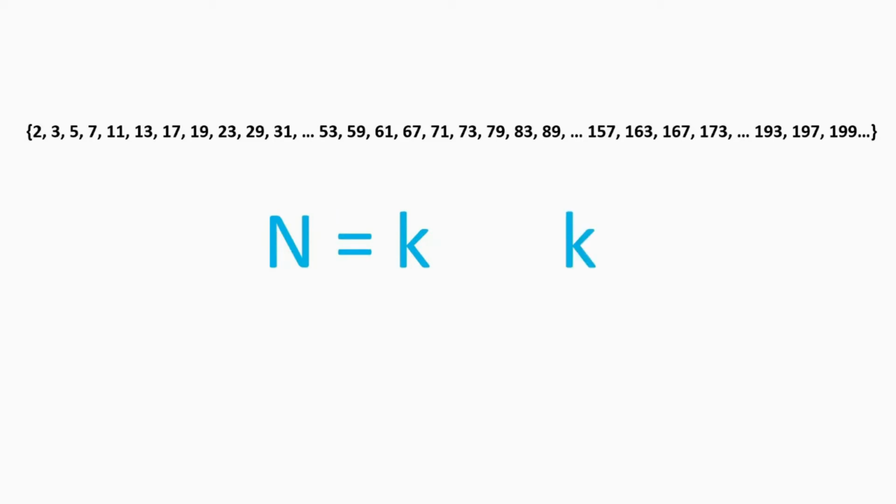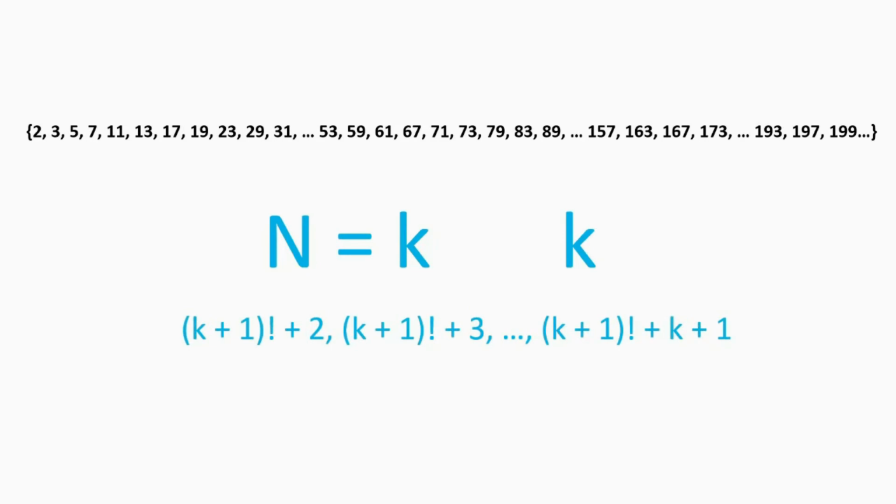Let's consider these k consecutive numbers. It's easy to check that the i-th number of this sequence, where i is greater than or equal to 1 and less than or equal to k, is divisible by i plus 1. So, all these numbers are composite.